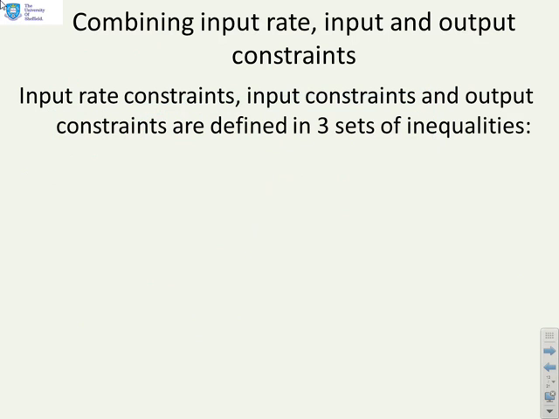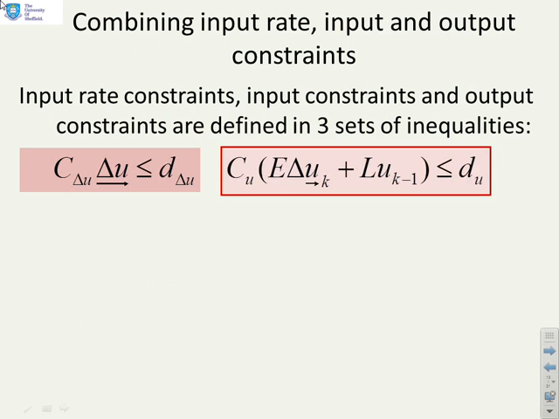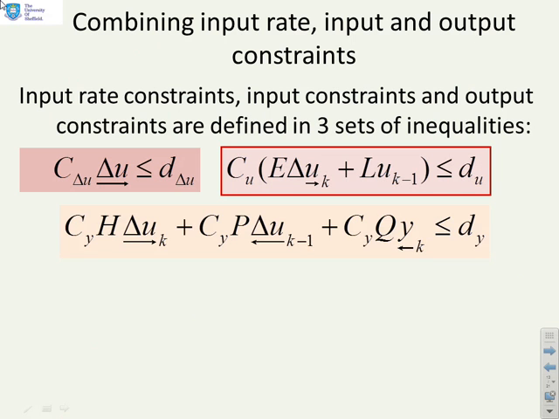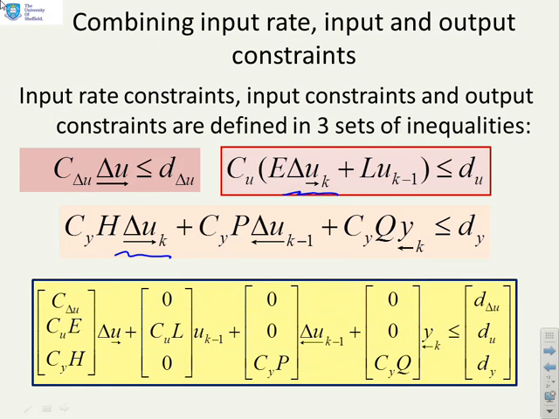So finally, let's combine all 3 sets of inequalities together. I've got my rate constraints, my input constraints, my output constraints, and you'll notice I've expressed them all in terms of my degrees of freedom to make life simple, and these are the inequalities you end up with. Here's my dependence on the degrees of freedom. You'll see rate constraints the top block, input constraints the next block, output constraints the bottom block.